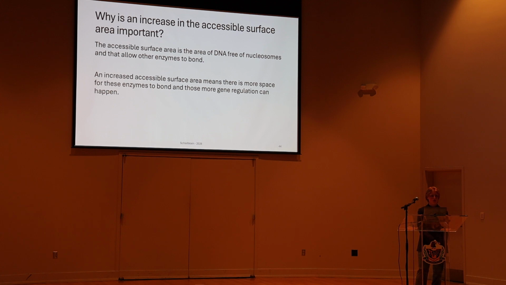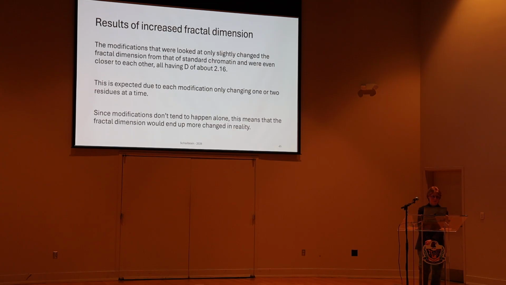So why is this increase in accessible surface area important? The accessible surface area is the area of DNA for other enzymes to bond to. An increase in accessible surface area means that there's more space for enzymes to bond and that more gene regulation can happen. This is important as chromatin is not static and does change, so the fact that more gene changes could be happening is important to know what the marker of that is.